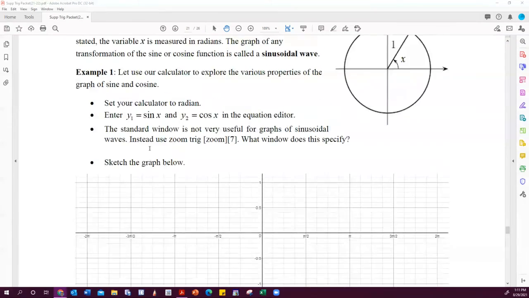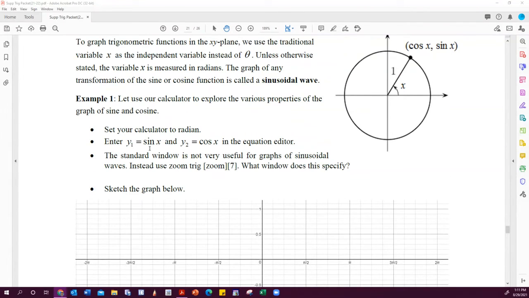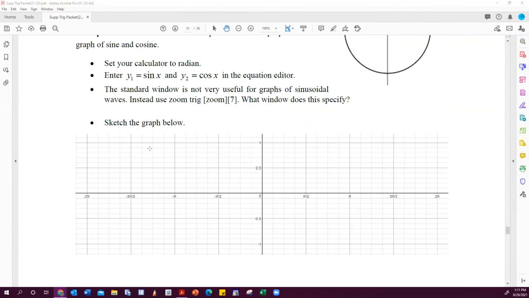Actually, I'm just going to draw this because, again, I'm not able to share. But you could just use your calculator, I guess, or Desmos or something like that. But we're going to graph sine and cosine on this picture right here.